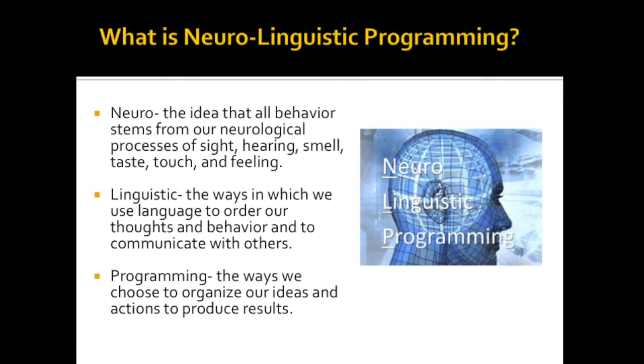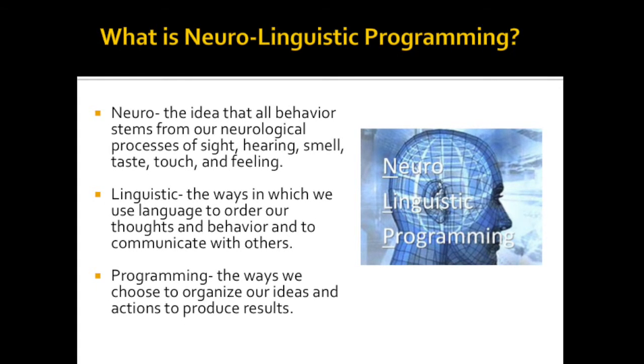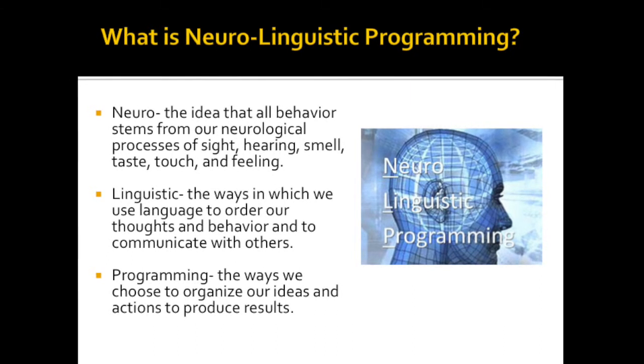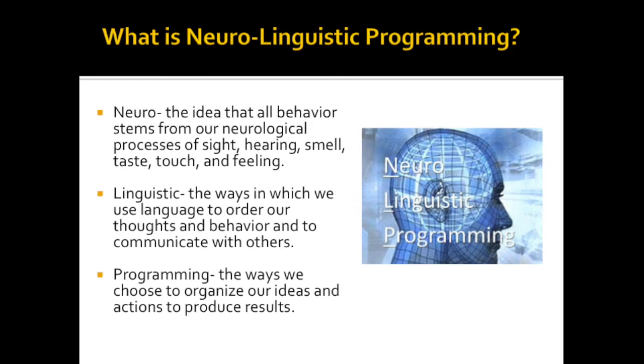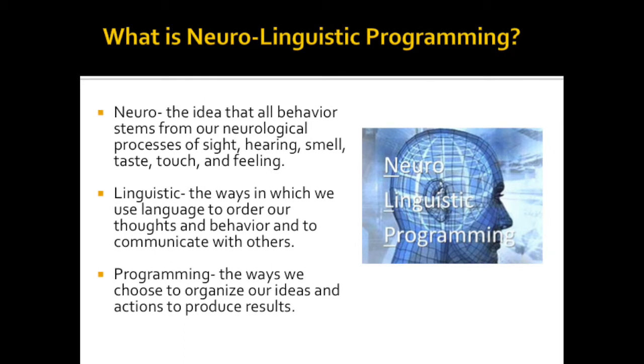The neuro component acknowledges the fundamental idea that all behavior stems from our neurological processes of sight, hearing, smell, taste, touch, and feeling. We experience the world through our five senses. Our neurology covers not only our invisible thought processes, but also our visible physiological reactions to ideas and events. The linguistic part of the title indicates that we use language to order our thoughts and behavior and to communicate with others. The programming refers to ways we choose to organize our ideas and actions to produce results.